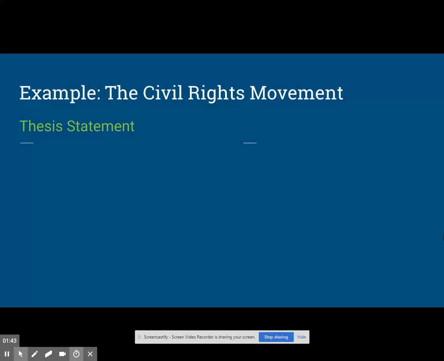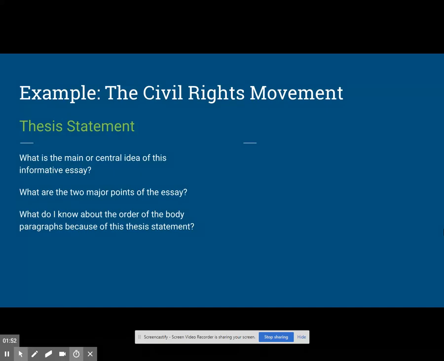Here's an example for the civil rights movement. Thesis statement. What is the main or central idea of this informative essay? What are the 2 major points of the essay? What do I know about the order of the body paragraphs because of this thesis statement? Look over here. Here's the thesis statement.